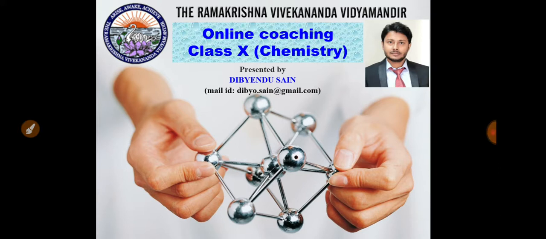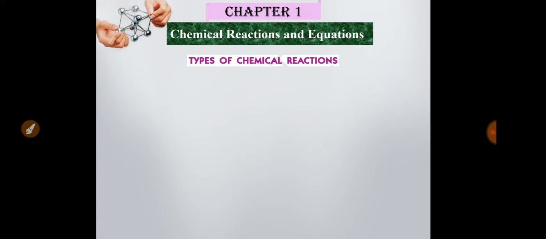Today I will present the second class of grade 10. In the previous class I discussed chemical reactions and equations, and today I will discuss different types of chemical reactions. So how many types of chemical reactions are there? There are 5 types of chemical reactions.